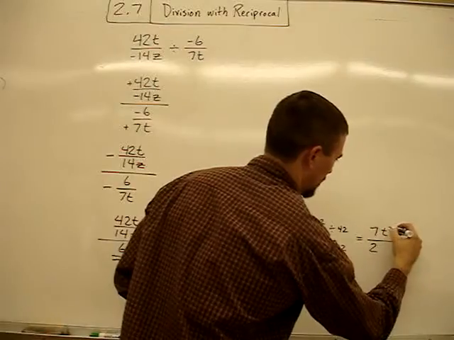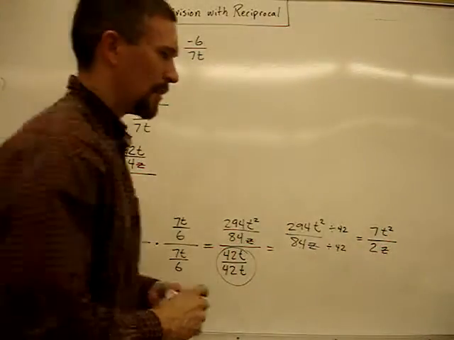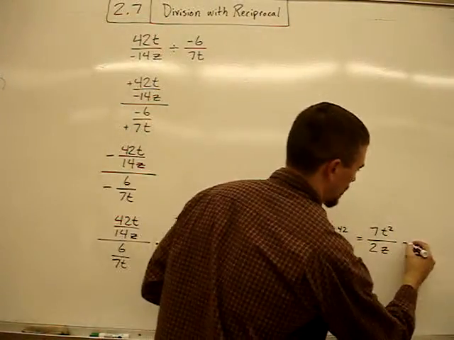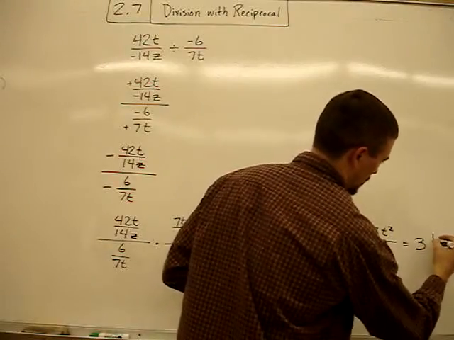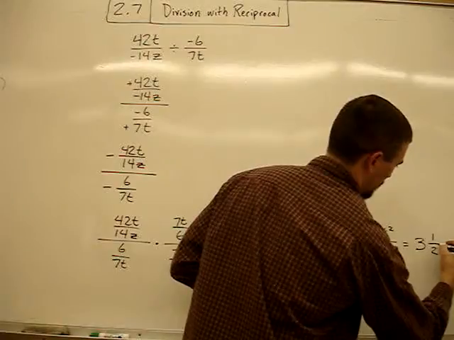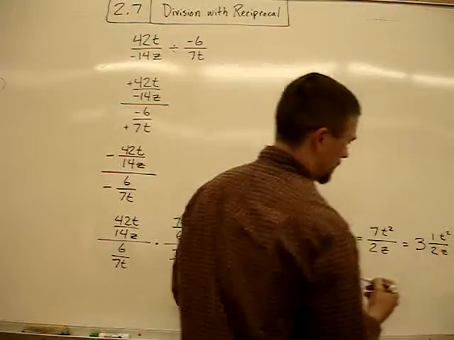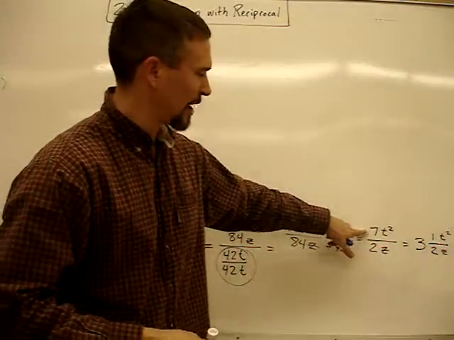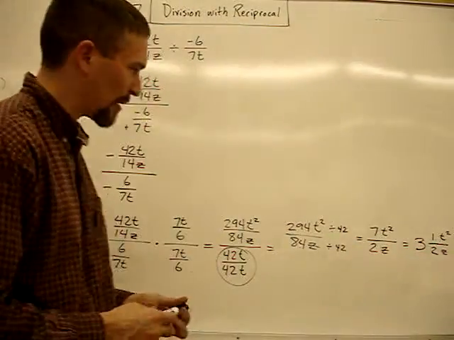So keep our t squared and our z. And now 2 goes into 7 3 times, with the remainder of 1. And so it would be 3 1/2 t squared over z. I would be satisfied right here. If you took it a step further, that would be even better.